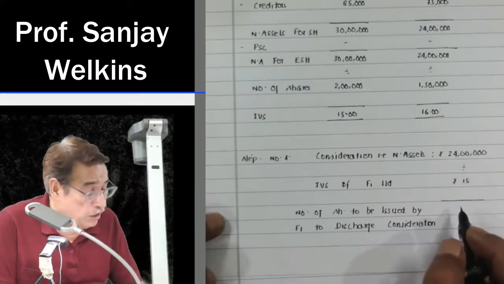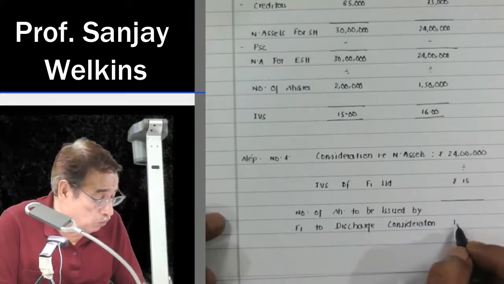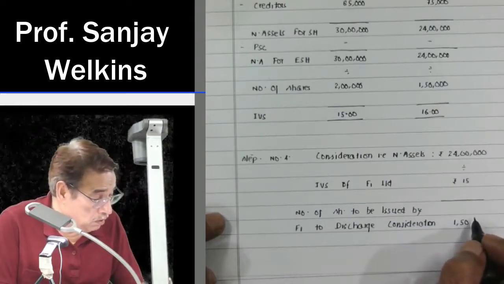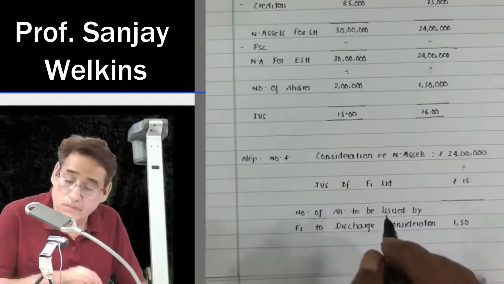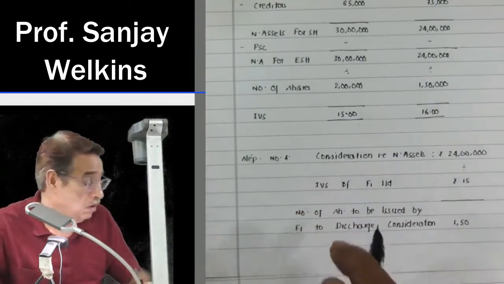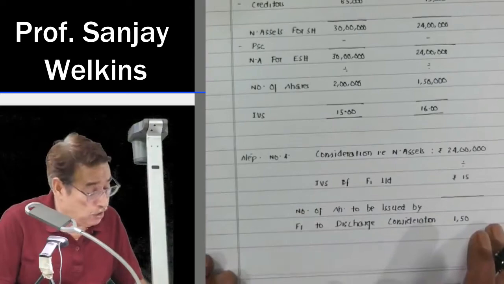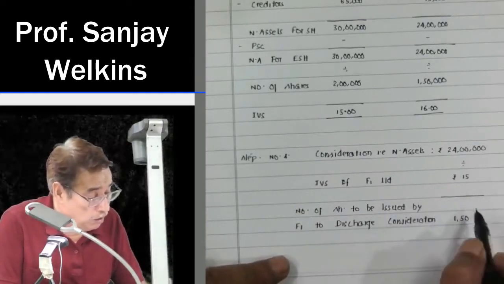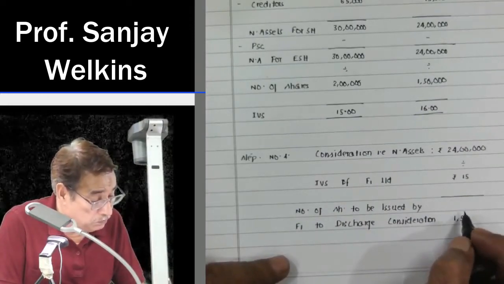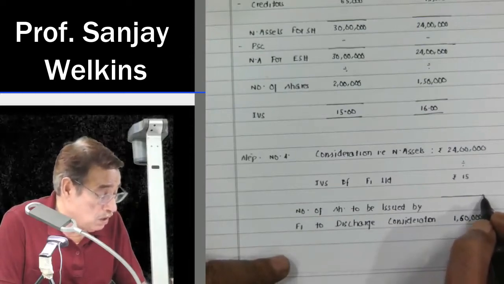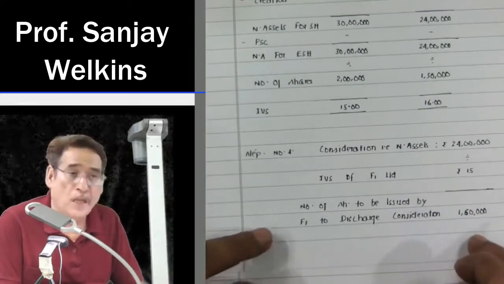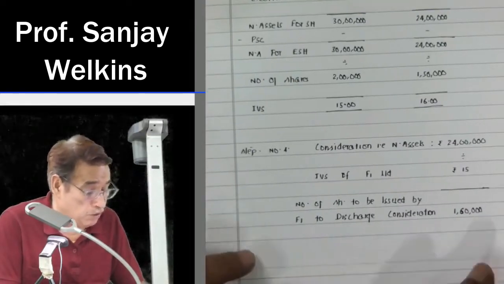If I divide 24 lakh by 15, it will be equal to 1,50,000. Let me see actually, will it be equal to 1,50,000 or not? I think it will be equal to 1,60,000. So 1,60,000 shares, of course, of rupees 10 each at a premium of 5, we will issue.